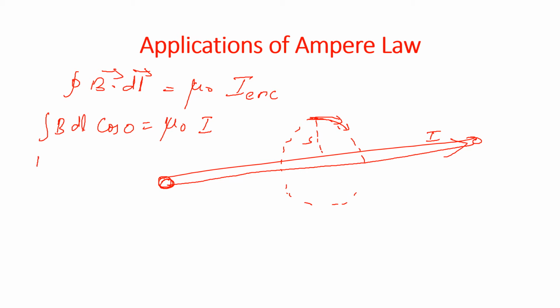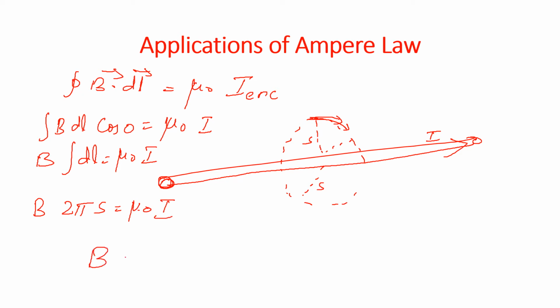Now B, you see it's a circle concentric with the axis of the conductor. Therefore, the distance is s to each point. Therefore, B is constant there. So B times integral dl equal to mu 0 times I. What is integral dl for a circle? It is 2 pi times s. So B times 2 pi s is equal to mu 0 times I.